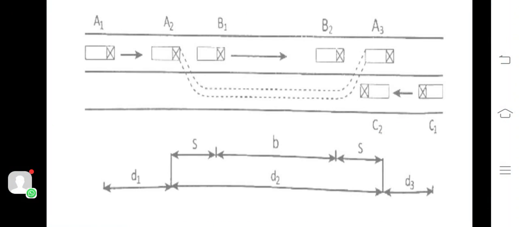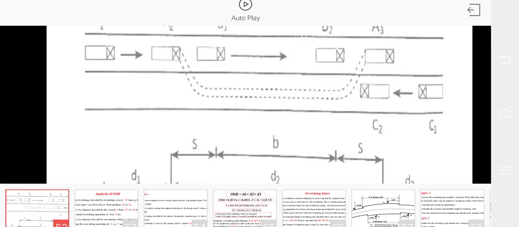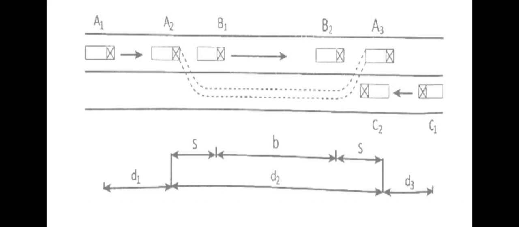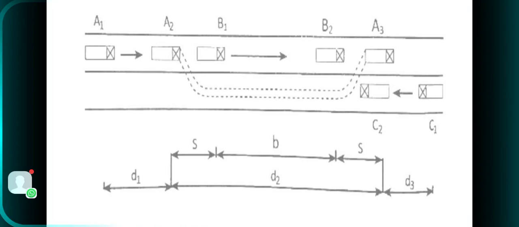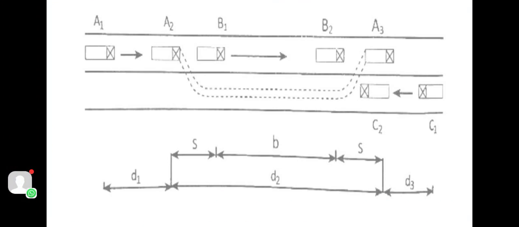Referring to the figure, here we can see that there is a road in which A, B, and C are the vehicles. A is moving from the left side, whereas C is the vehicle coming from the opposite direction. So vehicle A will move from A1 to A2. During the same time, B will move from B1 to B2.